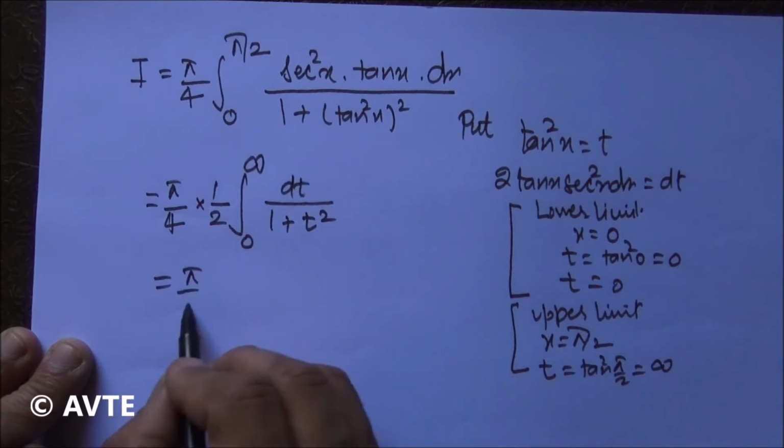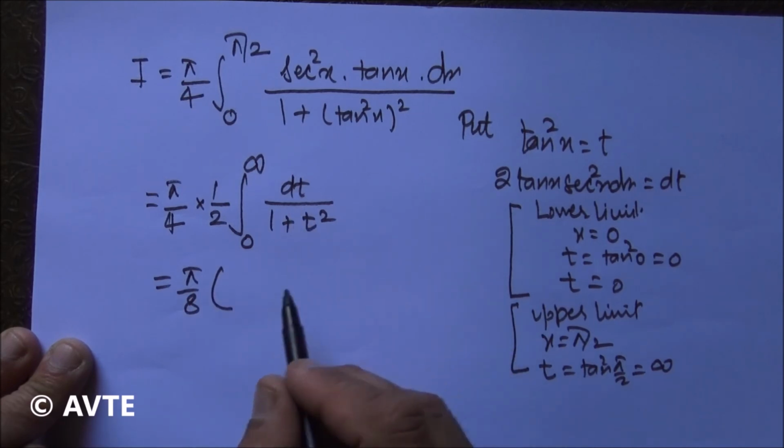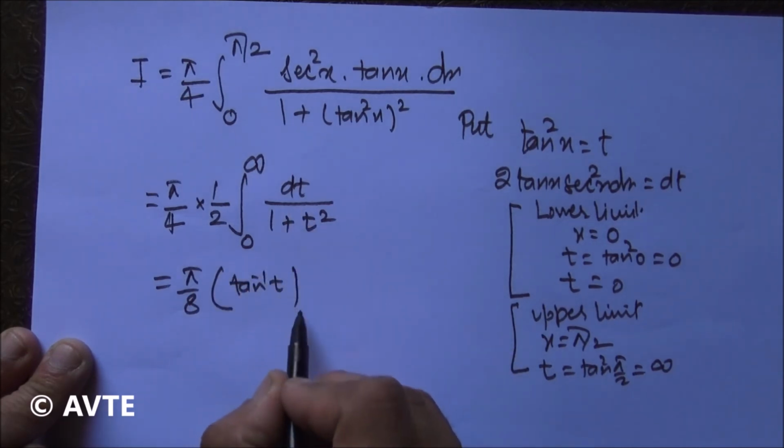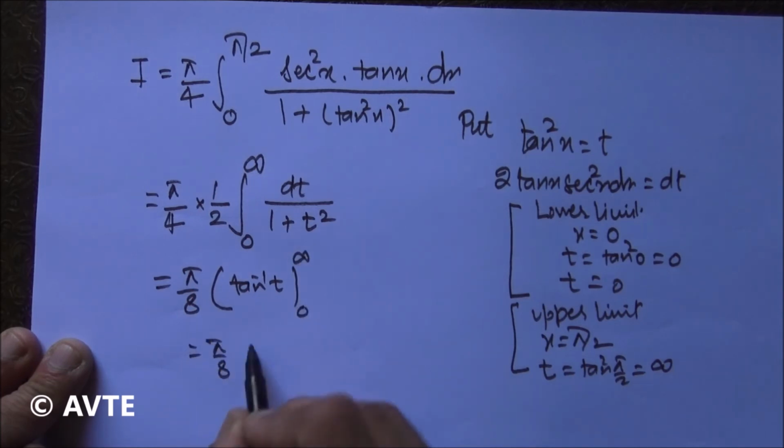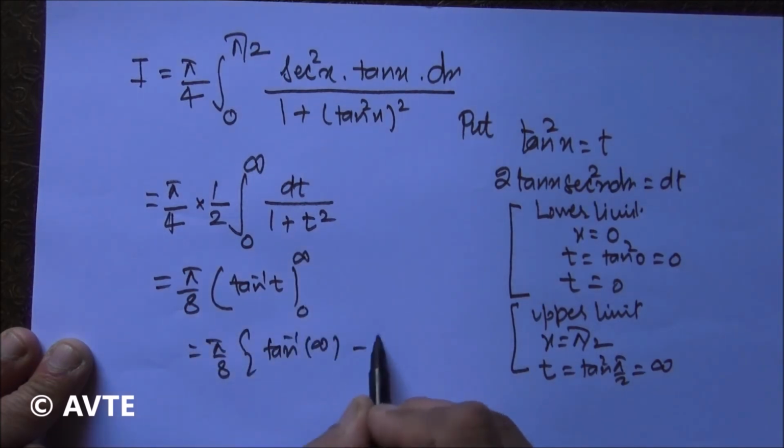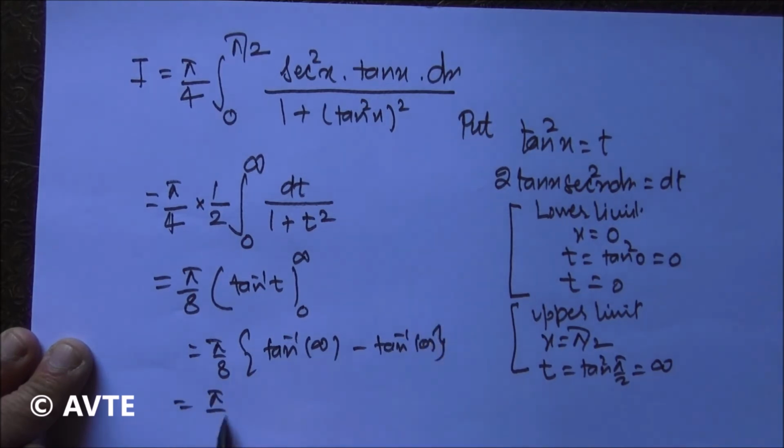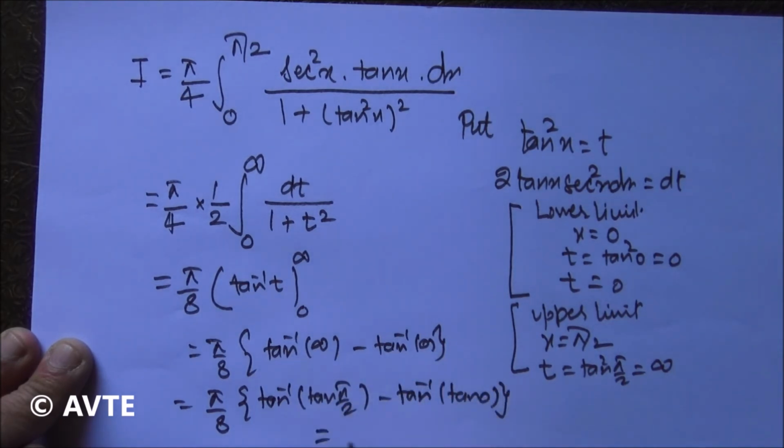And what is the integration? The integration of 1 upon 1 plus t squared is tan inverse of t, and we can put the limits. Because it's a 6 marker, you have to give presentation, otherwise you can skip a few steps. Tan inverse of tan gets neutralized, so you can also write tan inverse of tan theta, which is equal to theta. So the answer is pi squared by 16.